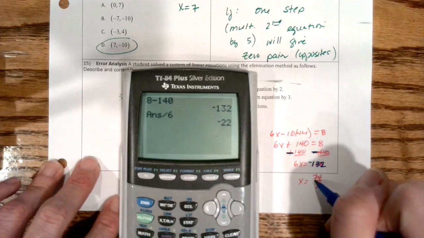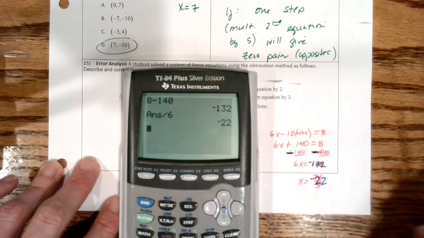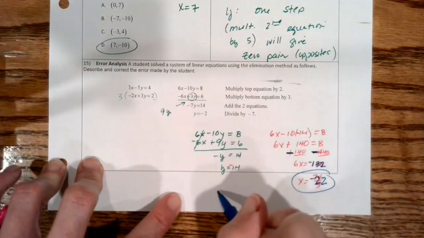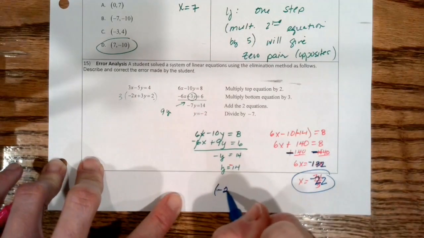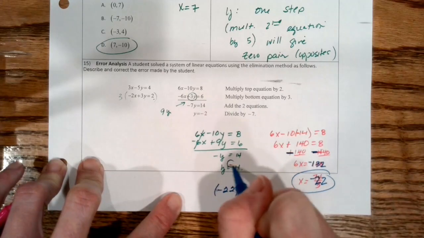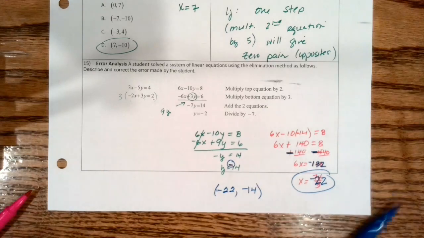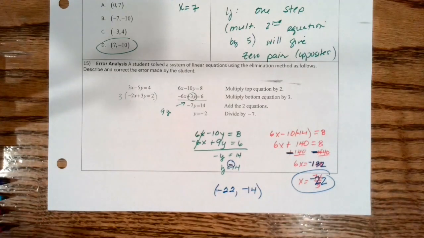Oh, I like that better. Negative 22. That's a better answer. So my solution is negative 22 and negative, remember, 14. All right? Good job. Come to class ready for some application and real life scenarios.